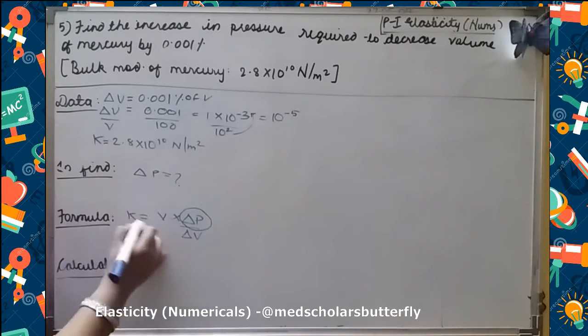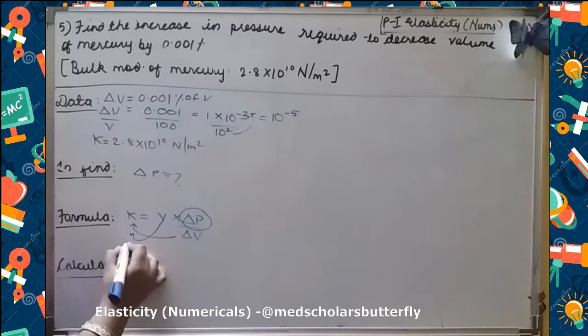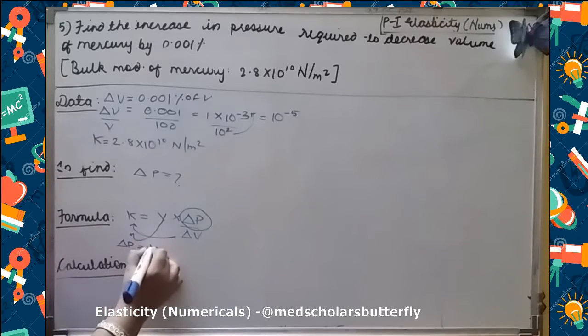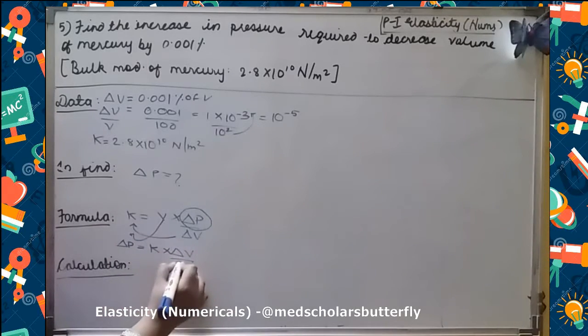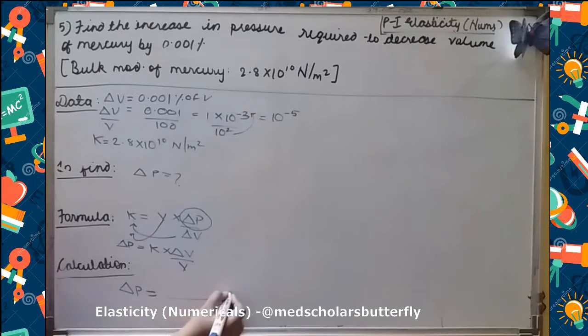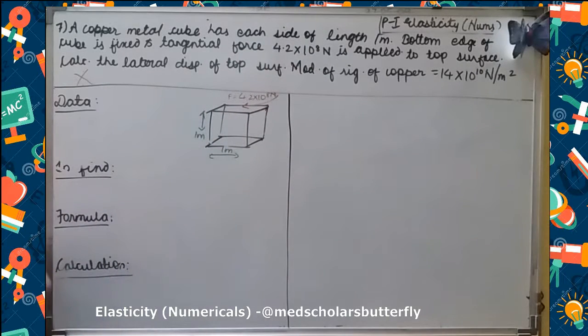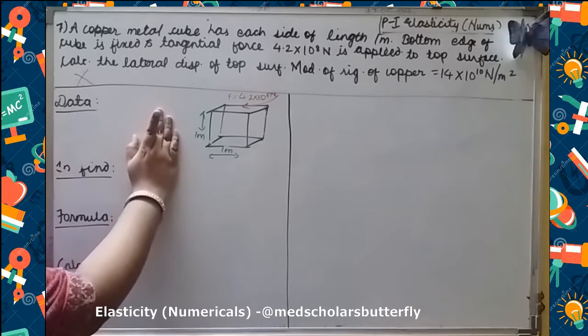That means you have to shift the rest here. This will get multiplied and this will come in denominator. So delta P is equals to K into delta V upon V. You know already what that is. Delta V upon V is nothing but 10 raised to minus 5. You will solve this and get the answer in Newton per meter square. Copper metal cube has each side of length 1 meter. So it is a cube which has all the sides of 1 meter.